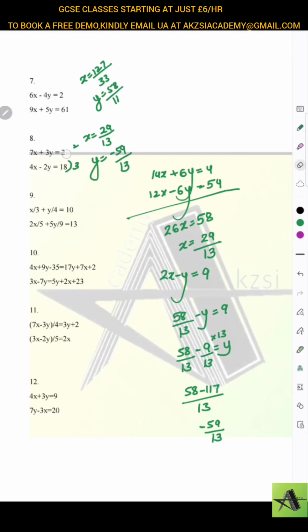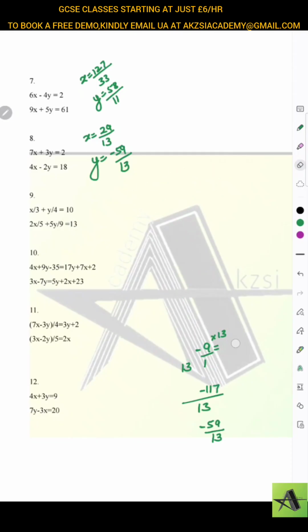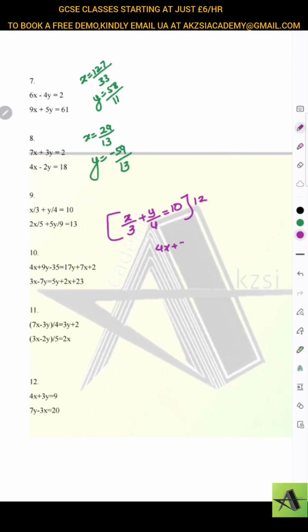Moving on to question number 9. In question number 9, these are fractions, so obviously we have to remove these fractions to make a simple equation, and obviously I have to look out for the LCM. So this is x over 3 plus y over 4 is equals to 10. If I multiply with their LCM, and that is 12, I'll be able to convert it. So for that, let me multiply this whole equation with 12. Will give me 4x plus 3y is equals to 120.